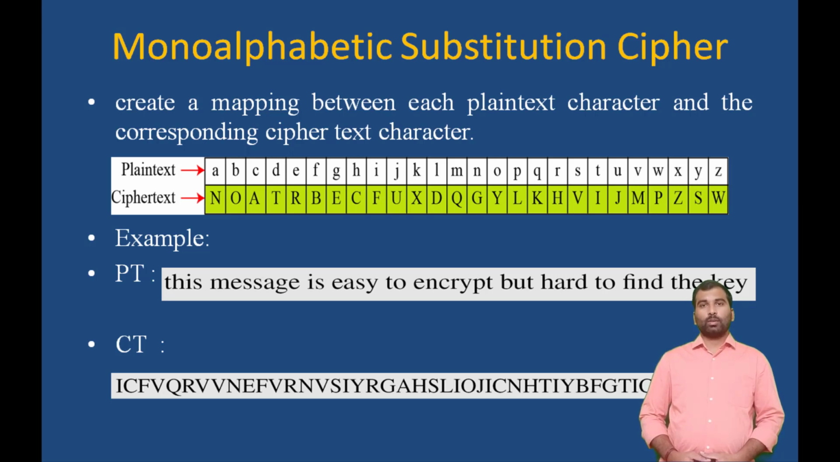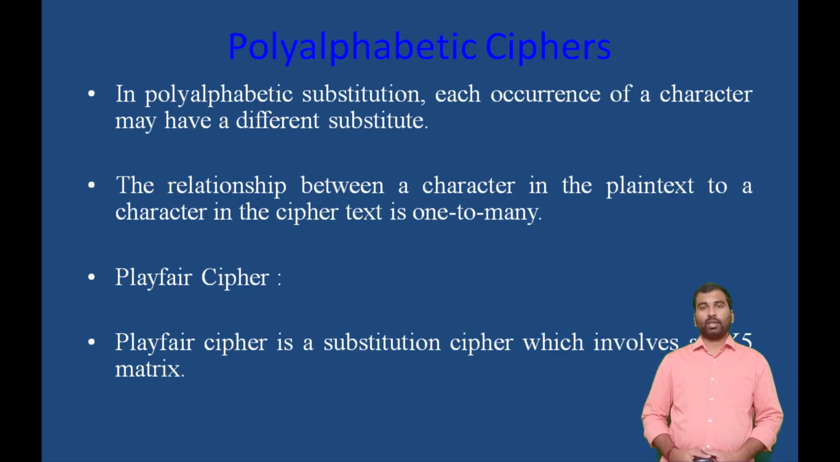So coming to the next one, polyalphabetic cipher. In polyalphabetic substitutions, each occurrence of a character may have a different substitute. The relationship between a character in the plain text and a character in the ciphertext is 1 to many.